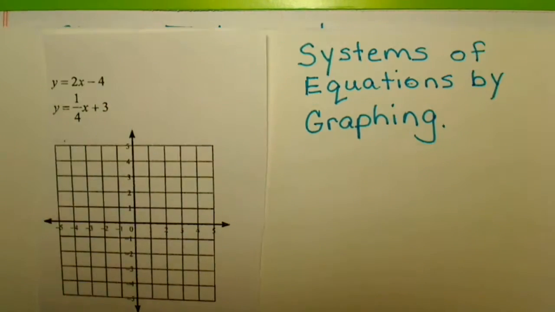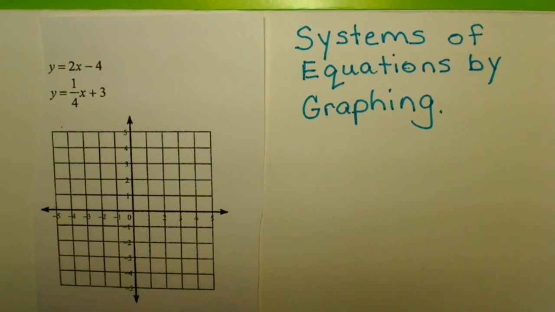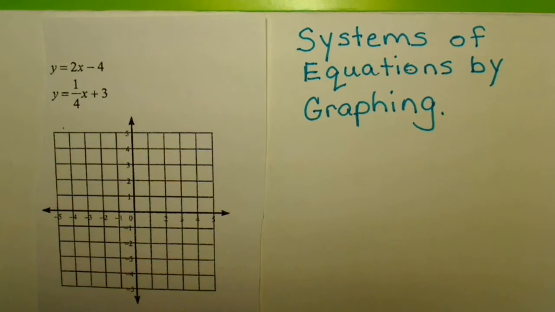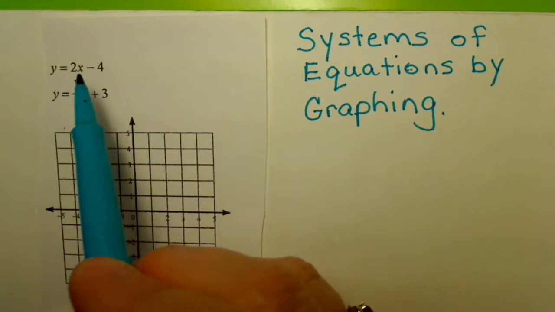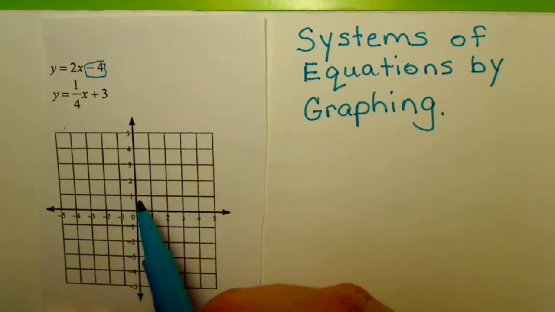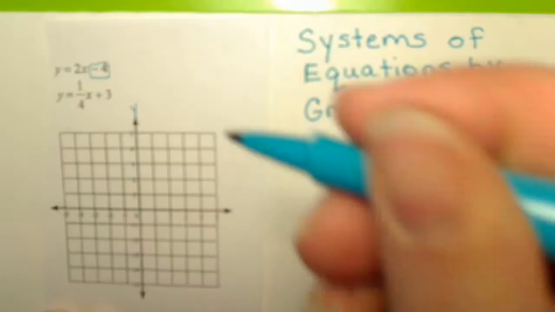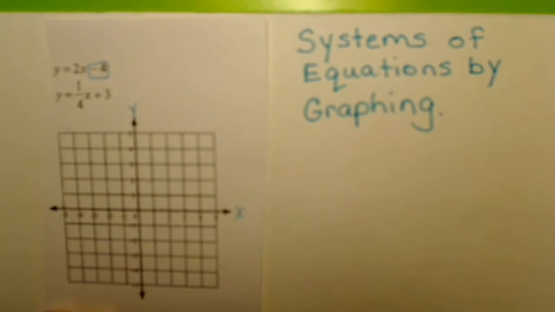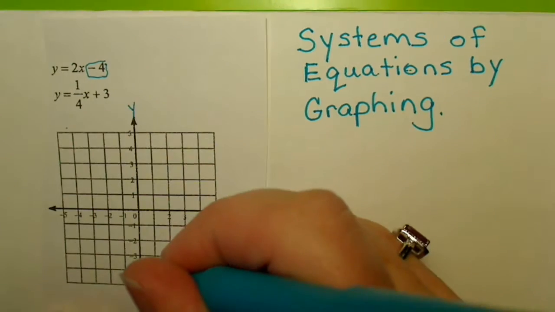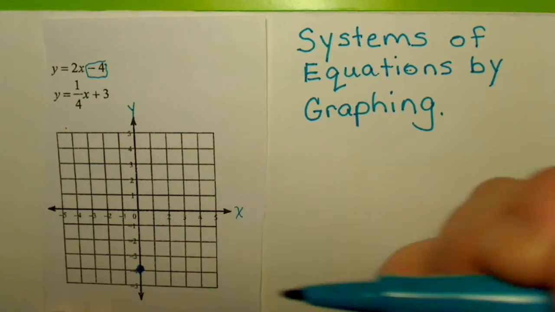So here we go. First thing we're going to do is graph the first equation, which is already in slope-intercept form. The starting point is always going to be the y-intercept. So on my y-axis, which is this axis going straight up and down, I'm going to put a dot at the -4, which is right down here.